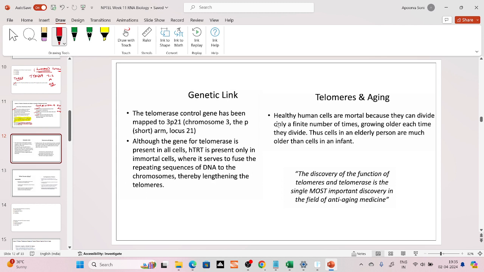So this is important: healthy human cells are mortal because they can divide only a finite number of times, growing older each time they divide. Thus, cells in an elderly person are much older than cells in an infant. So you can see that in infancy or in youth, you have very glowing skin. There is a brightness on your face.